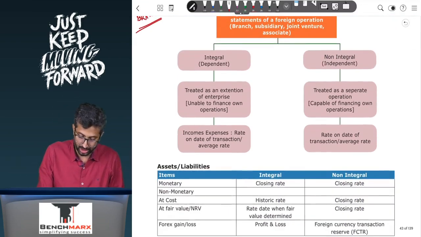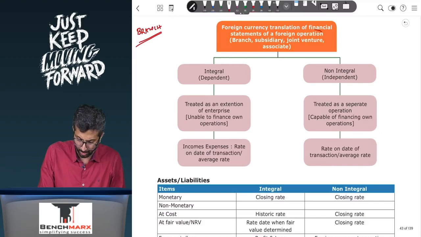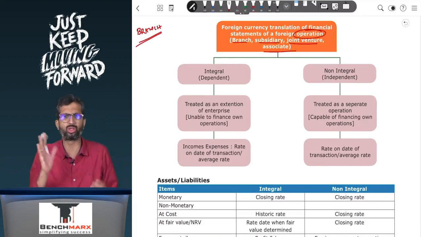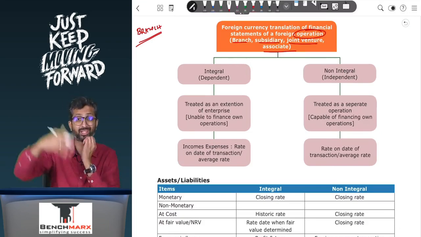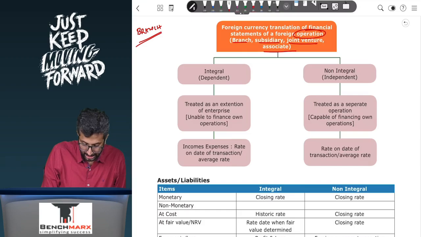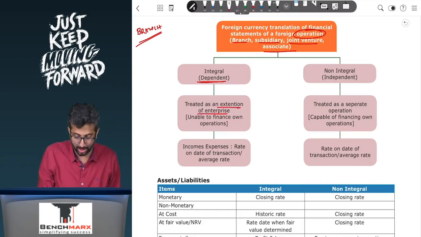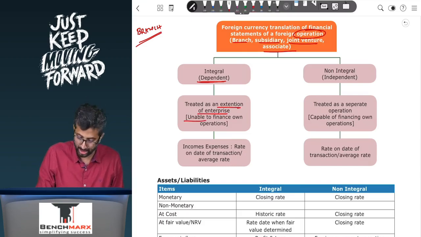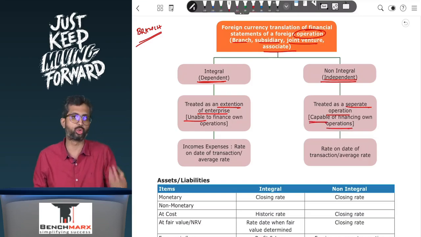So over here, foreign currency translation for foreign operation, which can be a foreign branch, subsidiary, JV or associate institute, only has 1 or 2 questions in the AS11 section. More questions are there in the foreign branch section. So integral, that is dependent, is treated as an extension of the enterprise. An integral branch is not able to finance its own operations, whereas non-integral is independent and treated as a separate operation, and it is capable of financing its own operations, meeting its own expenses, paying off its own liabilities.